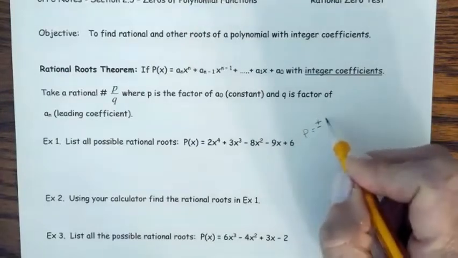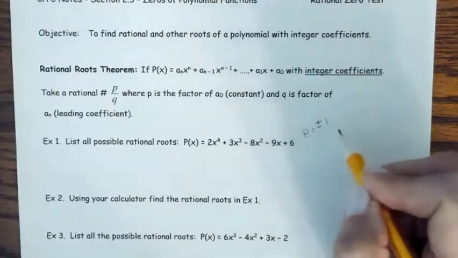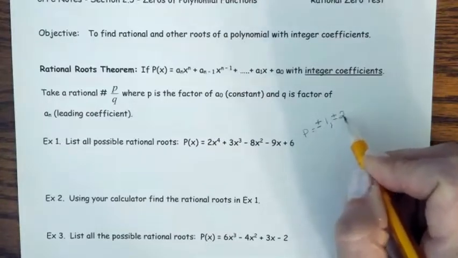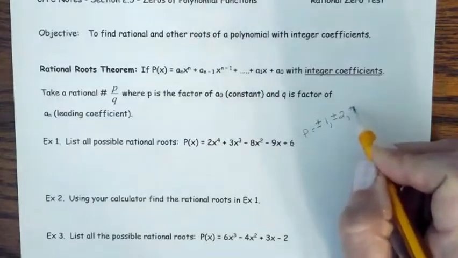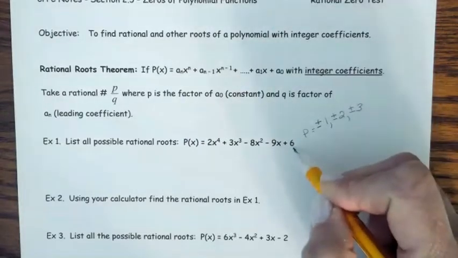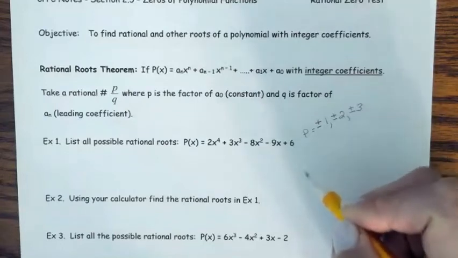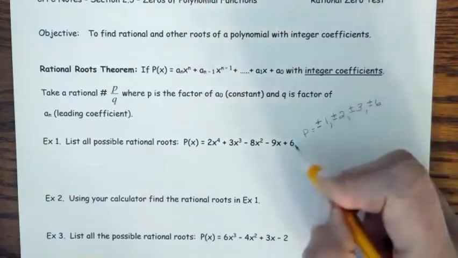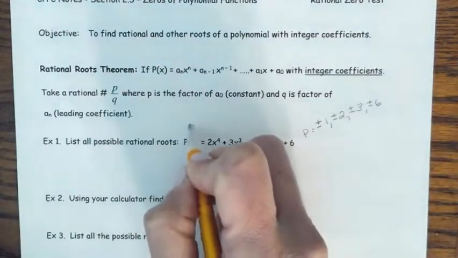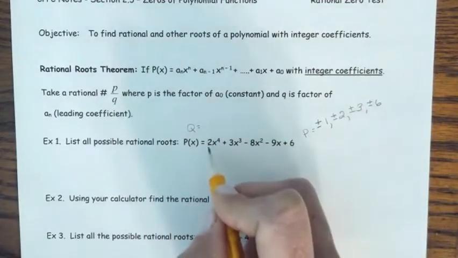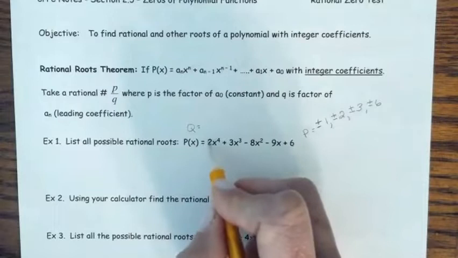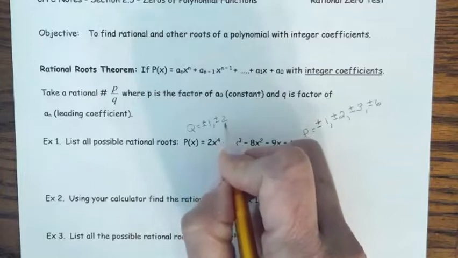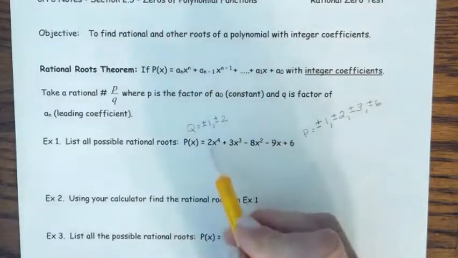A factor of 6 is 1. A factor is what divides evenly into 6. 1 divides evenly into 6. Positive and negative 1. Positive and negative 2 is a factor of 6. Positive and negative 3 is a factor of 6. 4 doesn't go in there, 5 doesn't go into 6, and 6 goes into 6. So these are all the factors of this constant 6. And then q are all the factors of the leading coefficient. The leading coefficient is 2, so we've got plus or minus 1, plus or minus 2. Those are the only factors of 2.